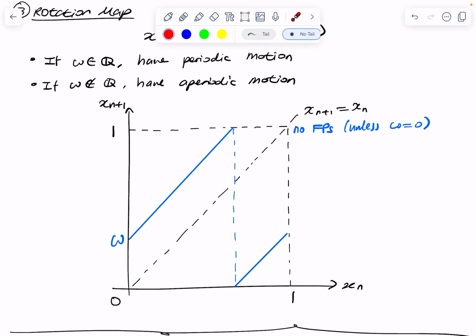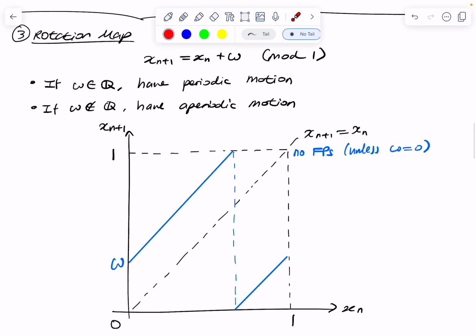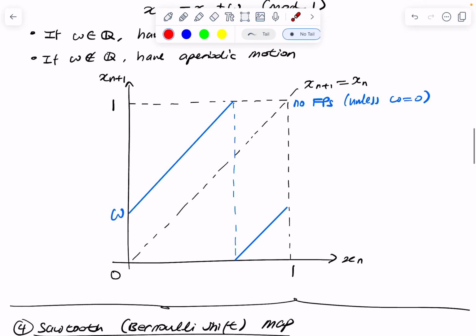Well, I think that should be quite obvious, because if it's rational, then because of the properties of modulus, we're going to loop back to the same point. And if it's irrational, then we're not going to loop back to the same point.